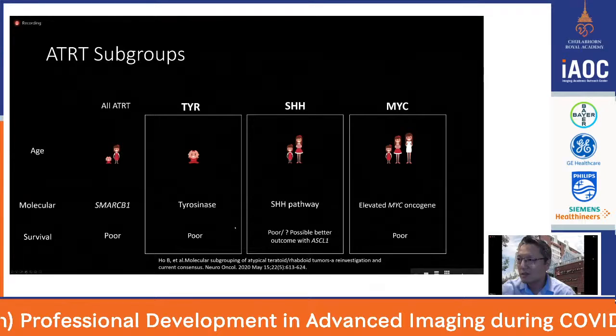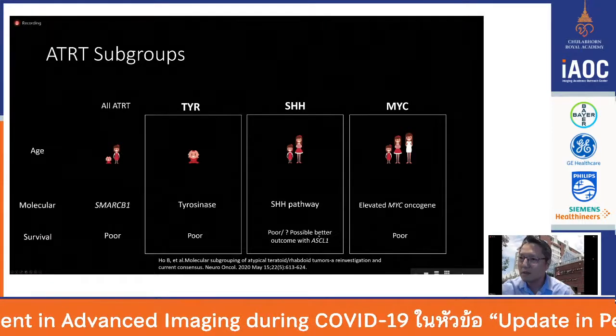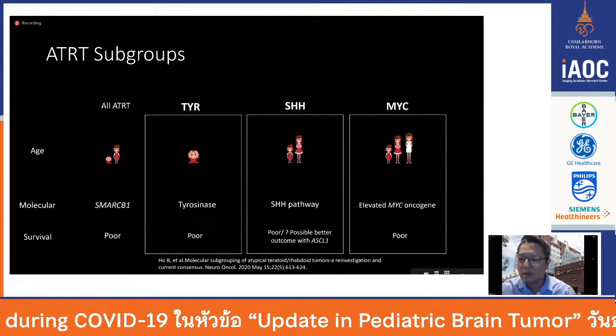However, SCL1 mutations in the SHH subgroup potentially could have better outcomes. So I would say keep your eyes peeled in the literature for updates in this data for ATRT, to see if the subgroups actually have different outcomes like medulloblastomas do.